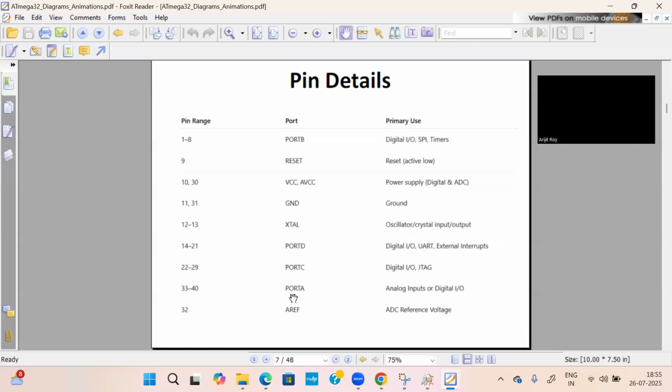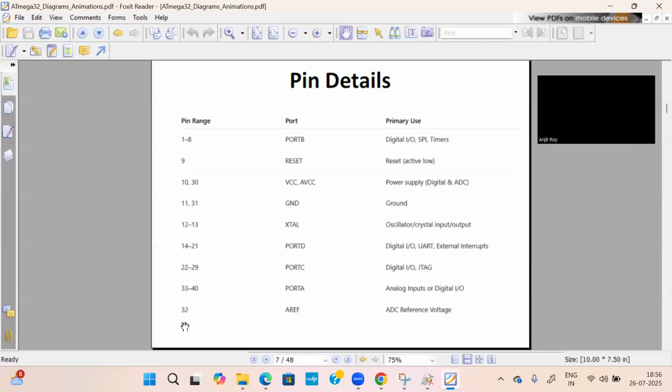At last, pin number 32 is called AREF. As I told you previously, one embedded ADC is there in this Atmega IC. For the ADC, you know that a reference voltage is needed. So this reference voltage is provided by this pin.